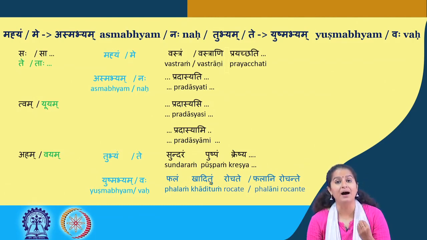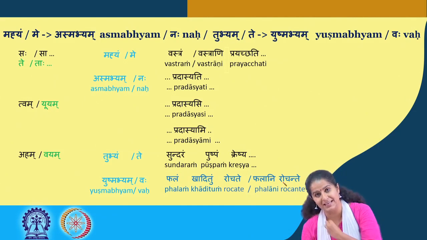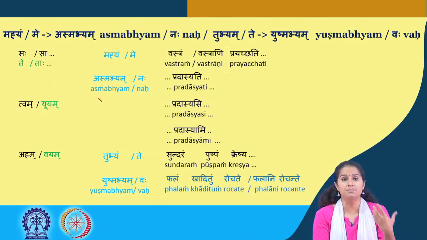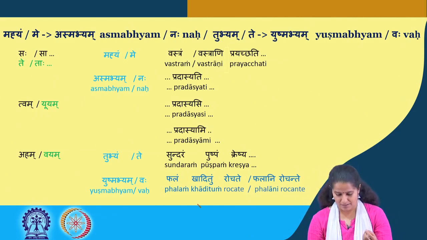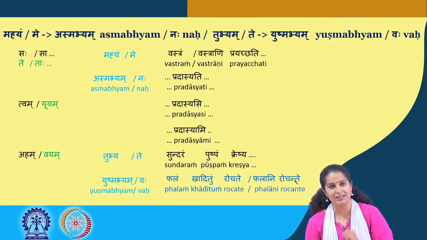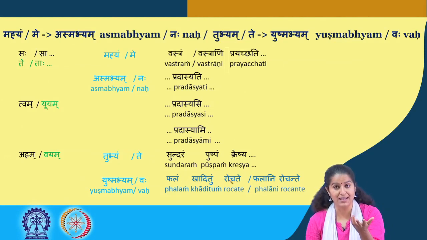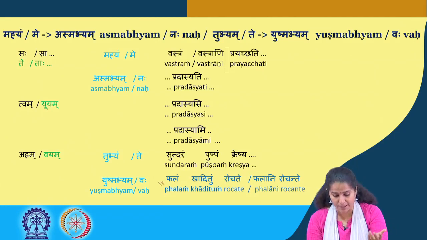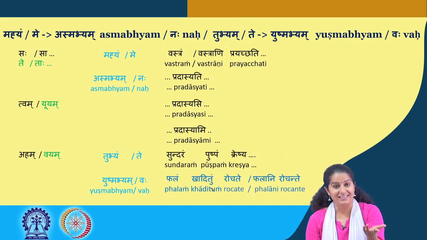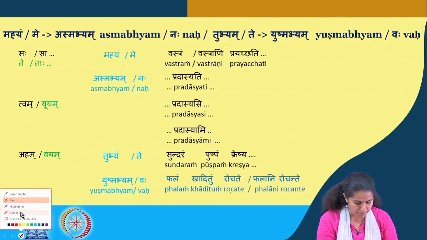Mahyam phalam khaditum rochate, or phalani rochante. Plural, asmabhyam phalam khaditum rochate, or phalani rochante. Next, tubhyam phalam khaditum rochate, or rochate. I can either make it a question or a simple sentence. And tubhyam or yushmabhyam phalam khaditum rochate. Okay, so that is what we have here for the fourth.